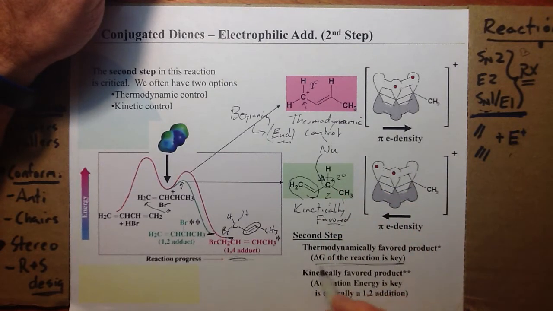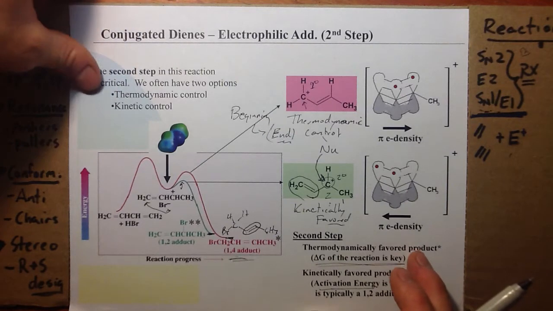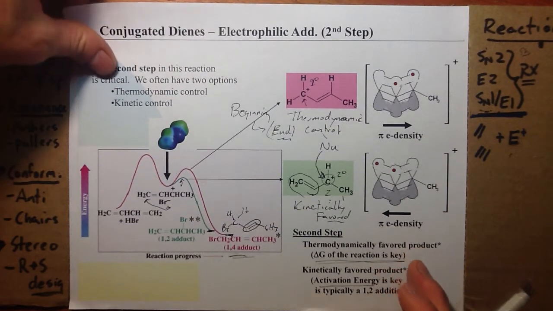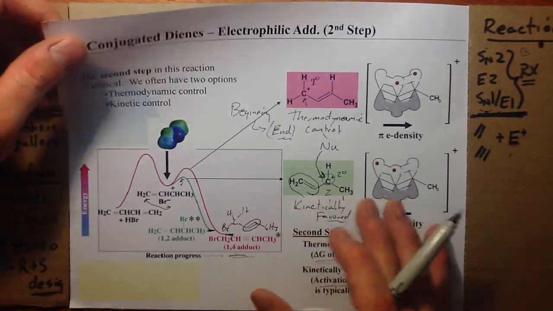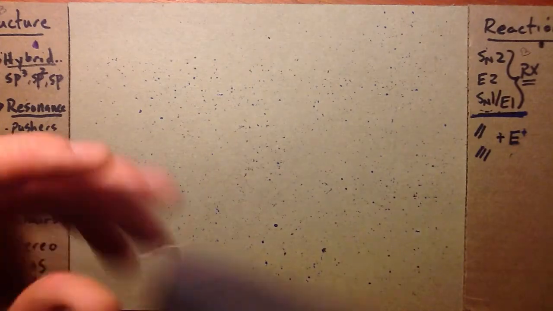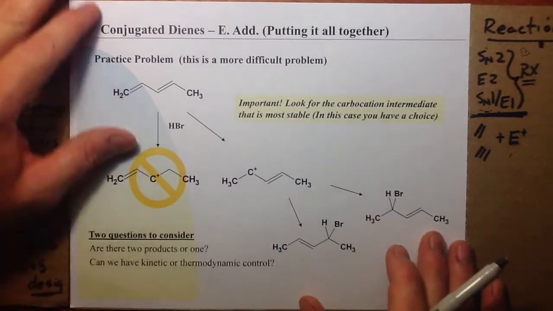So delta G of a reaction is key, beginning to end. With thermodynamic control, activation energy is key. This typically favors the 1,2 product, or 1,2 addition. Thermodynamic control, you have to look at your possible products to see which one is thermodynamically favored. Let's consider that, and let's finish with this example problem, putting it all together.